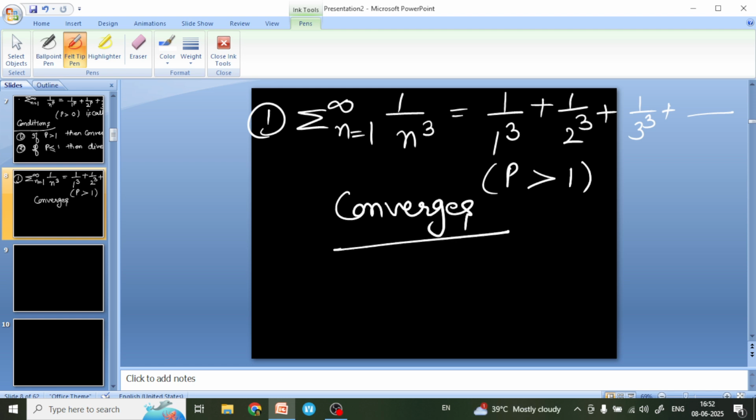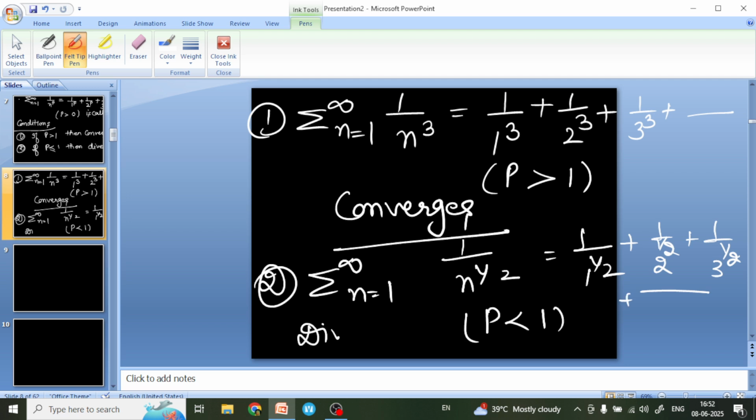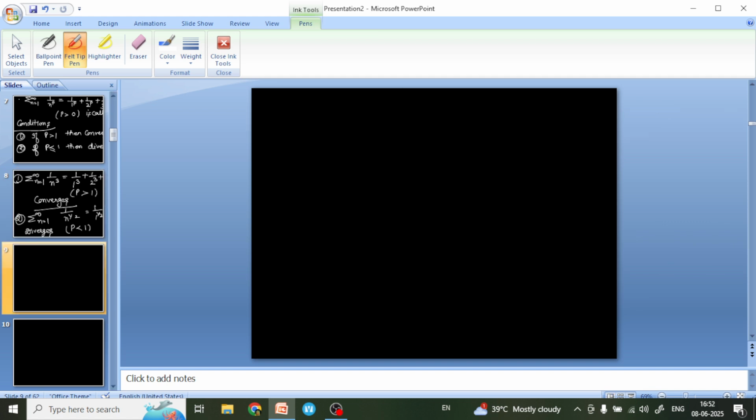convergent series. But on the other side, if you have a series like this, 1 by n raised to power 1 by 2, equal to 1 by 1 raised to power 1 by 2 plus 1 by 2 raised to power 1 by 2 plus 1 by 3 raised to power 1 by 2. Here p is less than 1, so it is a divergent series.